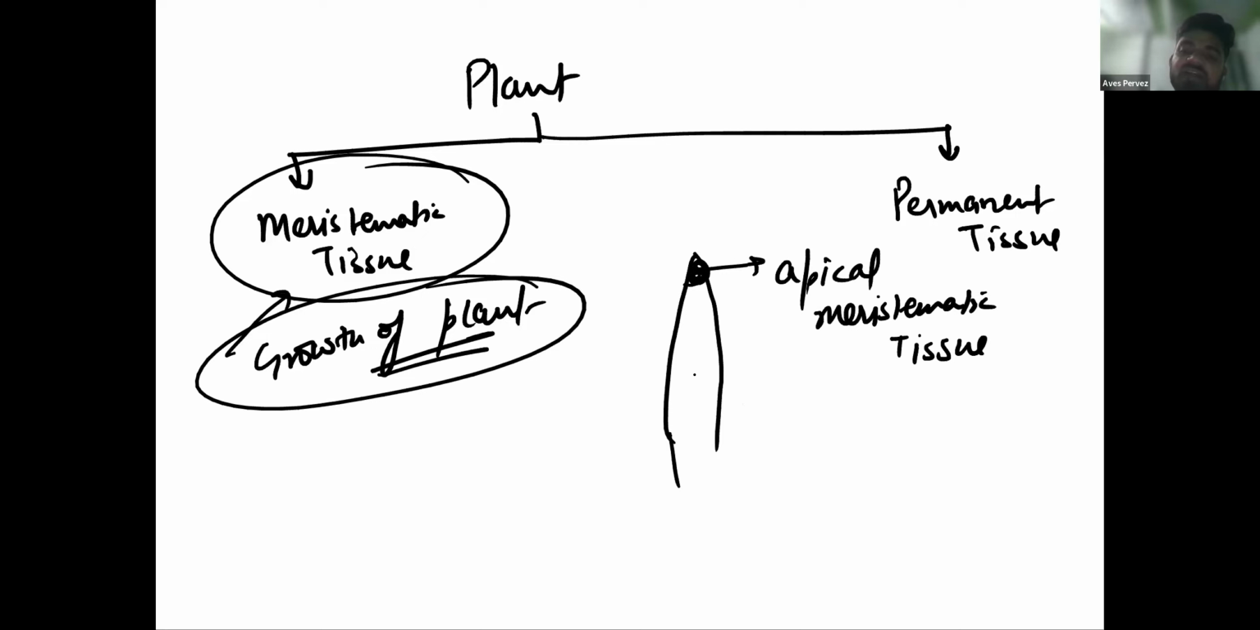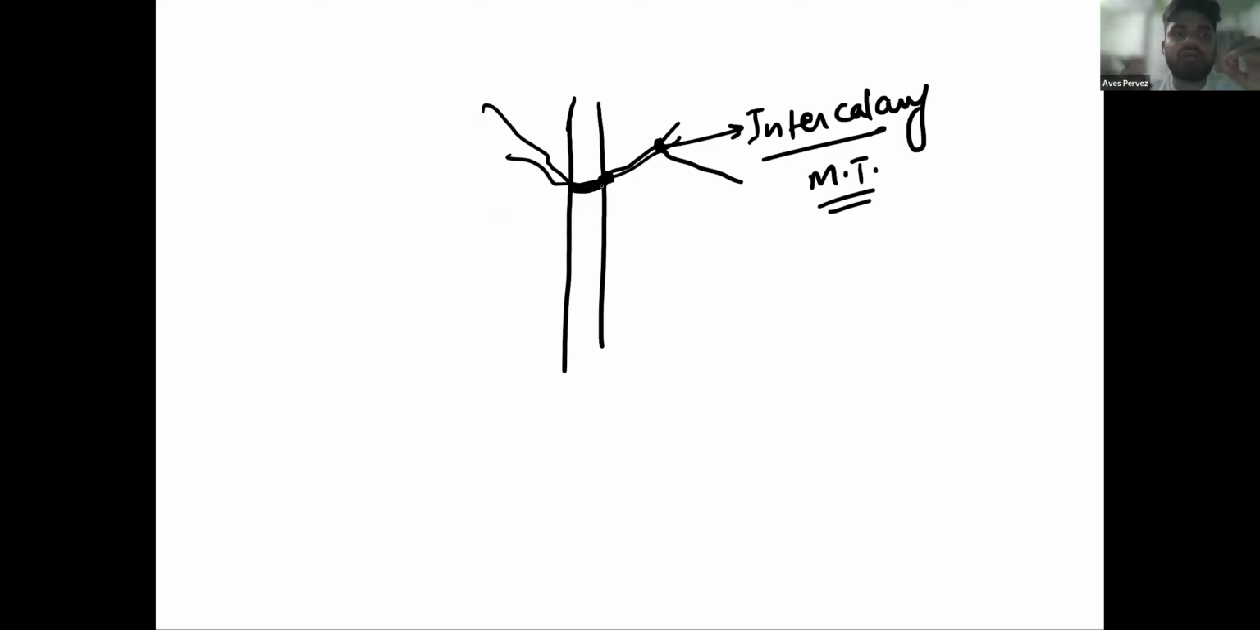The second one is present at the nodes or internodes. For example, if we have a plant like this with nodes here, from where a branch is going and another branch is coming, a special type of tissue is present that is responsible for the branch. Where the new branch arises, that tissue is called intercalary meristematic tissue, and it is responsible for the growth of nodes and internodes.